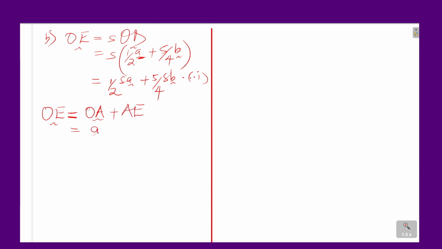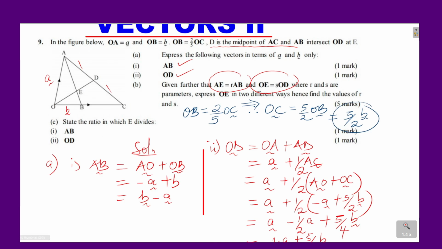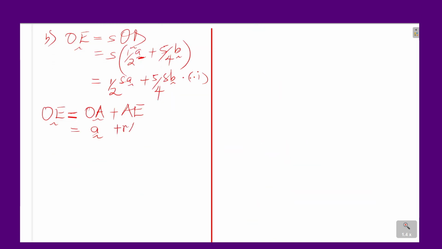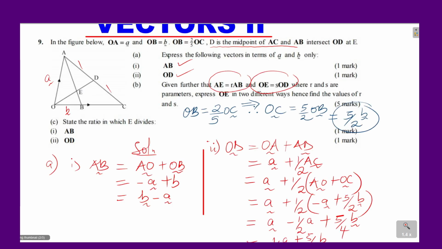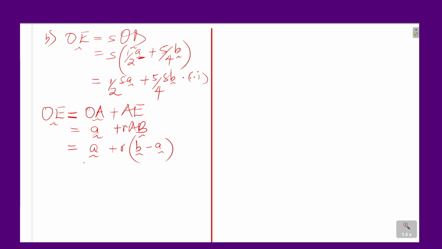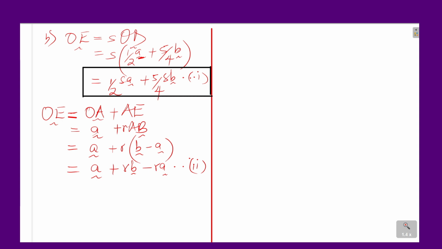And OA is given as A. Then AE is what we have, RAB. So this will give A plus R. We already have AB from the first part of the question. It is here. AB is B minus A. So this is B minus A, like that. So this will be A plus RB minus RA. So that is the second way of expressing OE. Now we've done it. We have expressed OE in two different ways, and those are the two different ways.